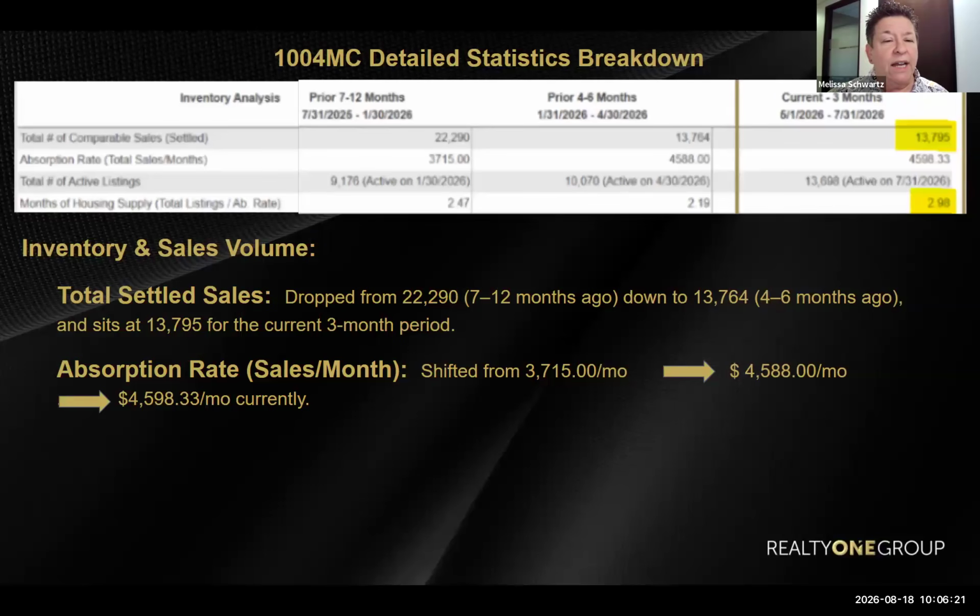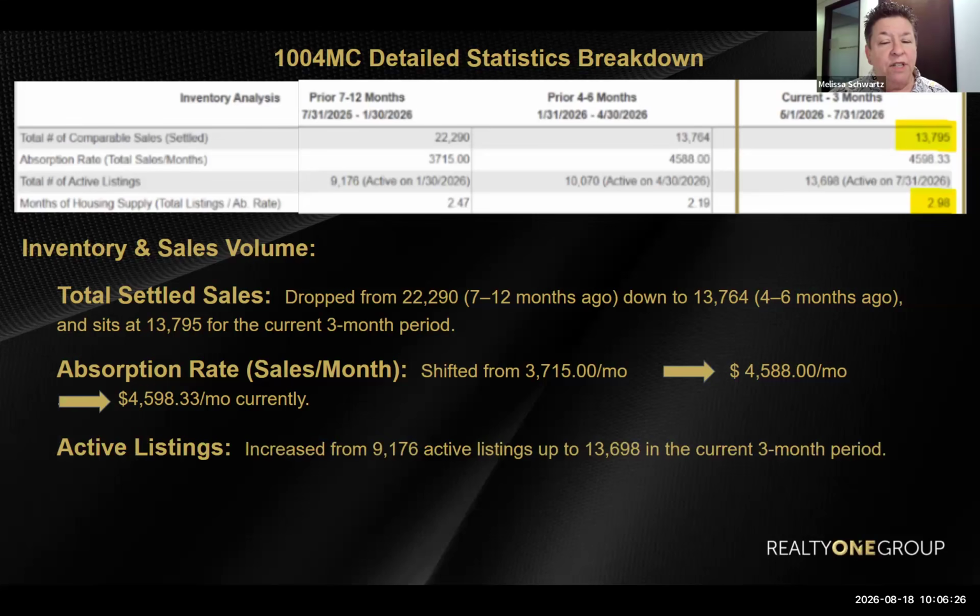And I usually look at it in the housing supply, where I usually focus, but the active listings increased from 9,176 to 13,000 in the current 3-month period. Okay. And that's in the total number. If you go up right there to see that total number of active listings, you have to make sure when you're sorting this, you don't just put closed data.